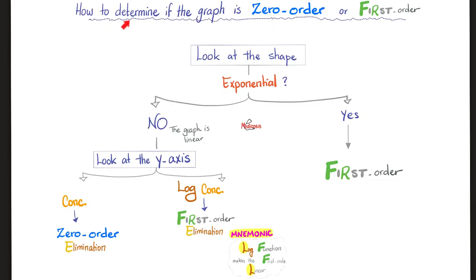Let's do it again. In order to determine if the graph is zero order or first order, I look at the shape of the graph. Exponential decay? Yes? Then it's first order. No, medicosis, it's not an exponential decay. It is linear decay. Then you gotta stop and think. Look at the y-axis. I see only concentration. It is zero order elimination. I see log concentration. It is first order elimination. The log function makes the first order linear.